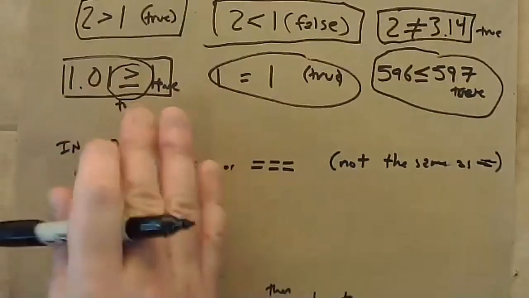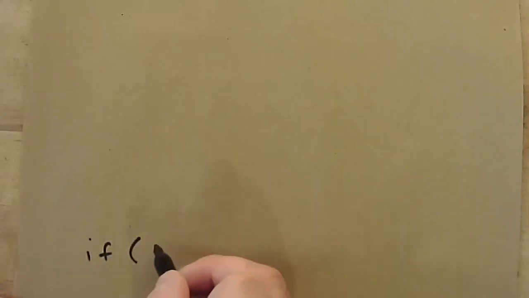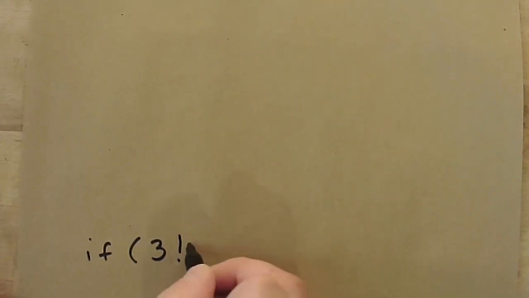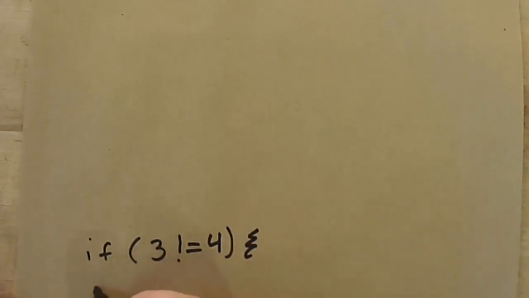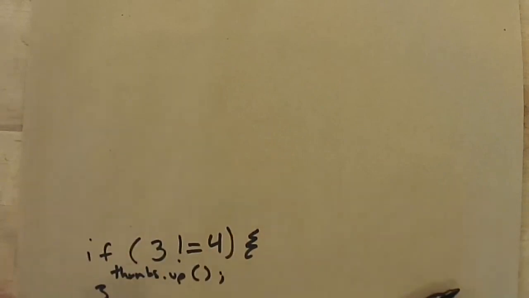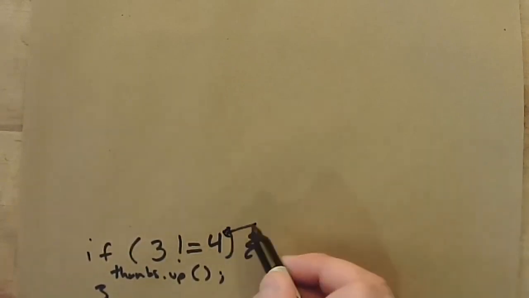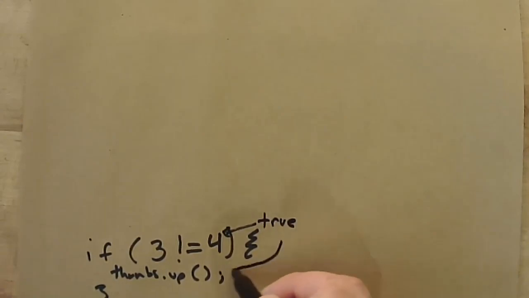All right, so let's use these in some mock-up conditional statements. So we'll say first, if 3 is not equal to 4, then we'll say thumbs dot up again. So 3 is not equal to 4. This is true, and therefore we will run the code that's in between those two curly brackets, right?